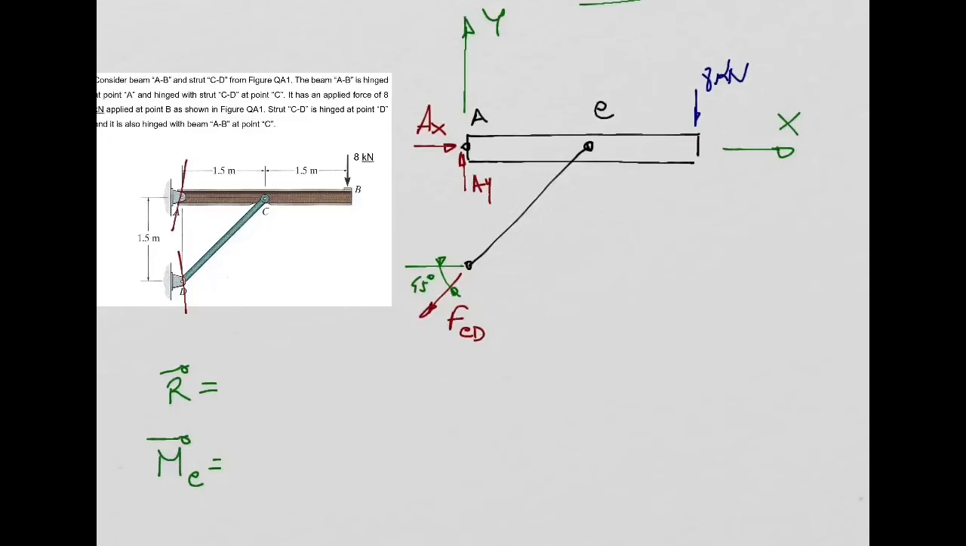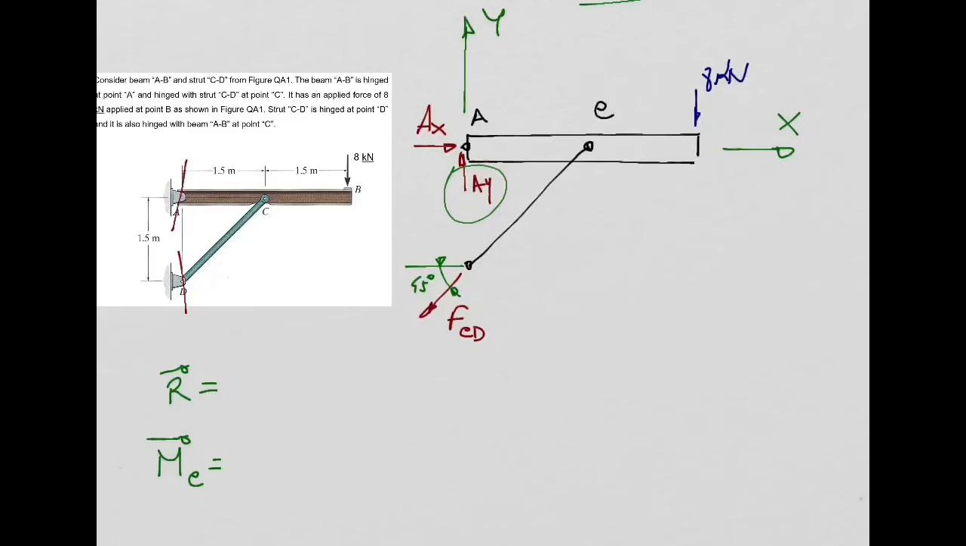Why? Because if I choose point C, the moment produced by FCD about point C is 0. I don't need to calculate. The moment produced by AX about point C is also 0. I don't need to calculate the moment produced by AX. So basically, I only need to calculate the moment produced by AY and this 8 kilonewtons. That's it. And they are very easy to do, right? So in fact, we can start with the moments at point C. We can start with that one.